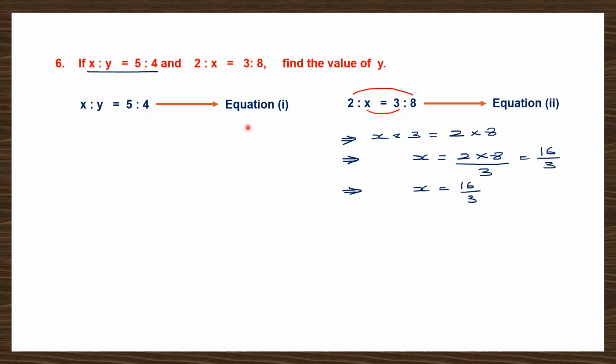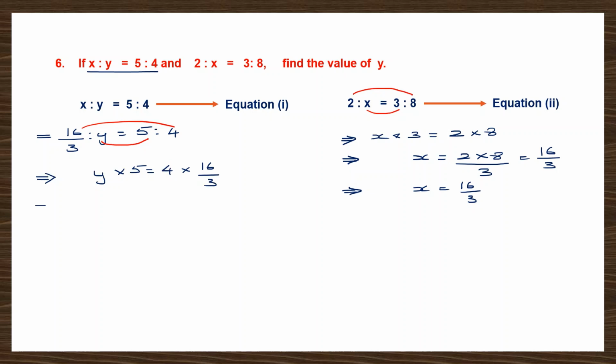Now we're going to go back to equation 1, and wherever we have x, we're going to write 16 by 3. So let's do that. So here it's going to be 16 by 3 is to y is equal to 5 is to 4. Now we can find the value of y. Let's do again product of extremes equals product of means. So we're going to write y here. Y into 5 is equal to 4 into 16 by 3.